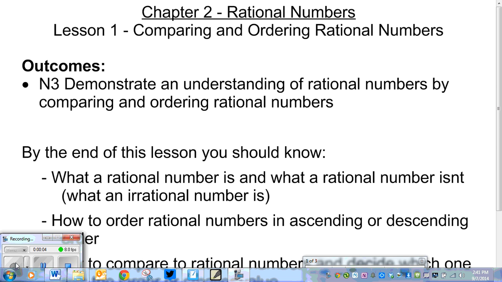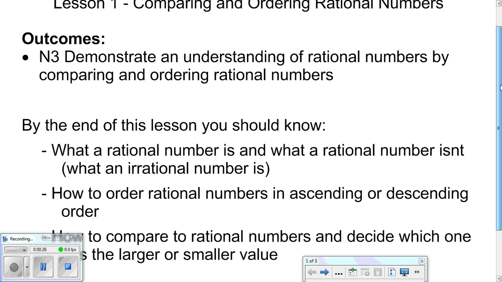Okay, this is your first lesson for Chapter 2, Rational Numbers. This first lesson is going to look at comparing and ordering rational numbers. So by the end of this lesson, you should be able to know what a rational number is, and then what a rational number isn't, so the difference between rational and irrational numbers. And then you should be able to know how to order rational numbers.